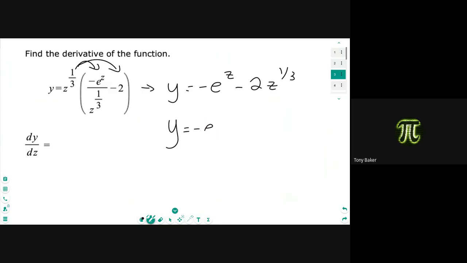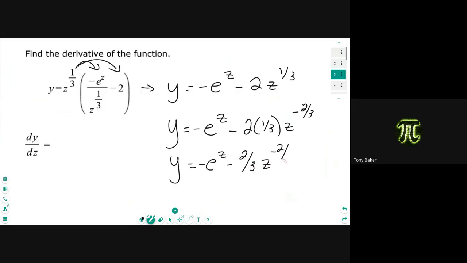E just stays the same. So that becomes 2 times 1/3 z to the negative 2/3. I'm not going to rewrite this one. I'm not even going to go through and do the first one out of the product rule to show you what the answer would look like. It's not worth the time to do it, because you'd have to do 2 product rules.